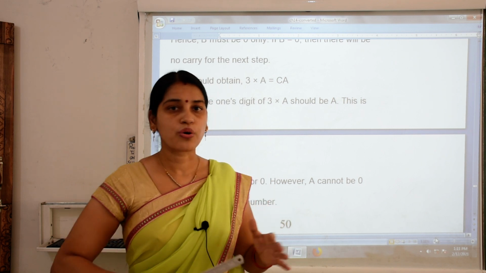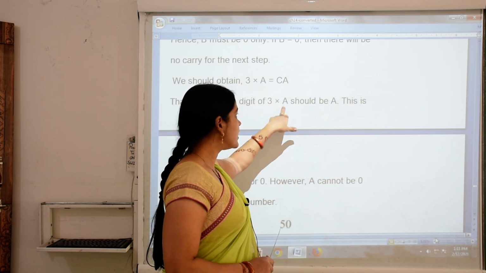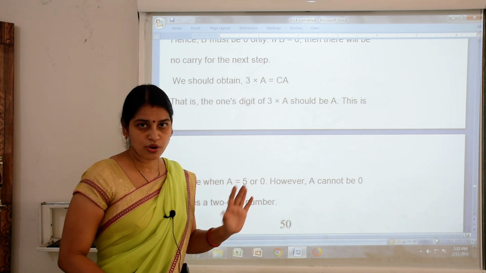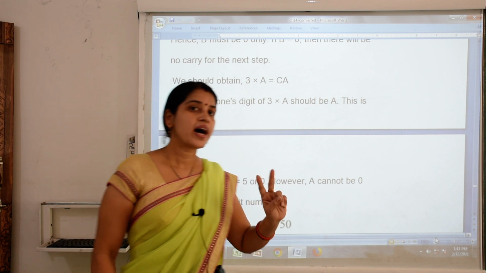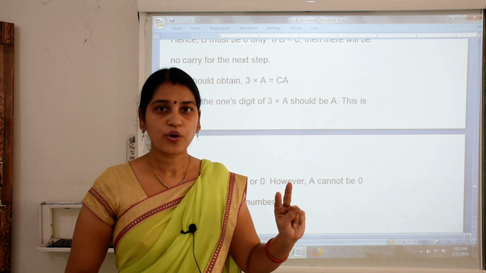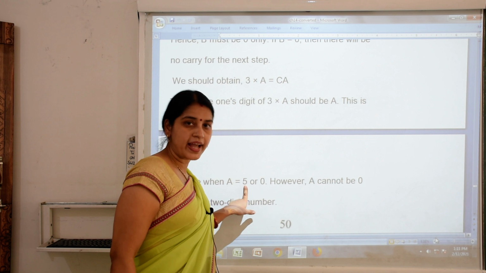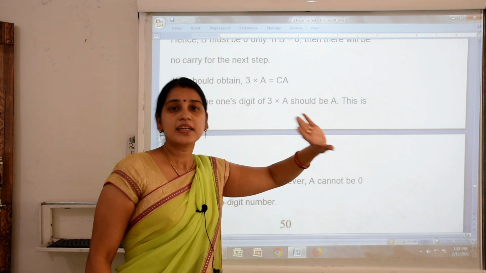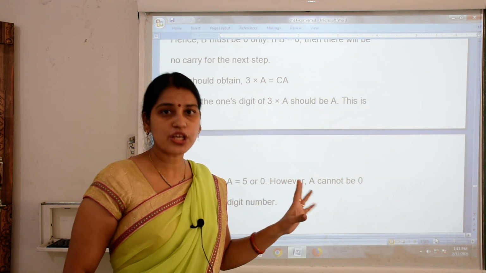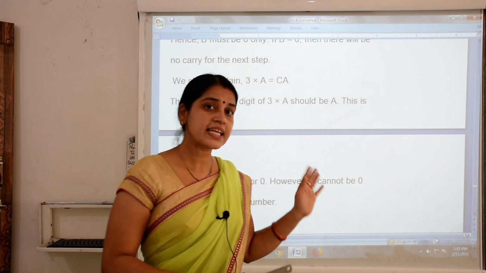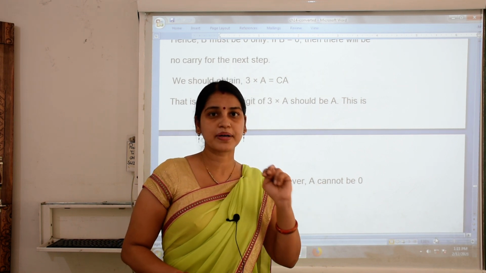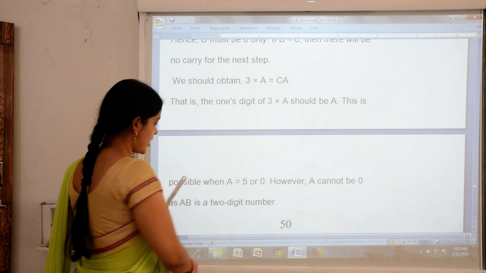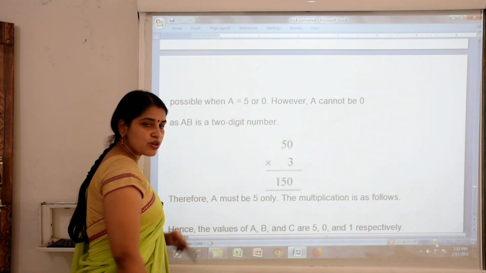But when we choose 0, if you choose 0 then 3 into 0 we get 0, but you also have to find digit C there. So again 0 is not possible. What should be there? 2 digits. Okay, so here we choose 5. Understand? Because 3 into 0 we will not get 2-digit number, we get 0 only, and we want there CA. CA that means 2-digit number. That's why A must not be 0. A must be 5. So our puzzle is solved in this way.